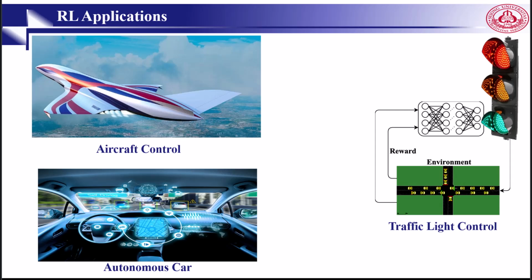Again, reinforcement learning can be used for aircraft control, it can be used for autonomous cars, it can be used for traffic light coordination. These are real-world systems where adaptive control, continuous learning, and dynamic decision-making are critical.